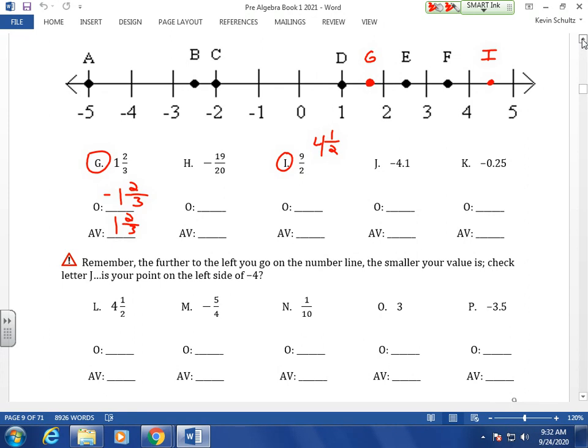What number is the same distance from 0 as positive 4.5? And then how far is 4.5 from 0? Another one that maybe looks a little bit confusing.